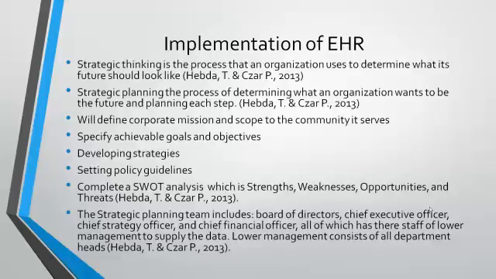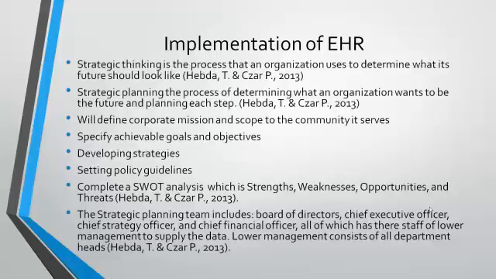Strategic thinking is that process an organization uses to determine what its future should look like. Strategic planning is the process of determining what an organization wants to be in the future and planning each step. It will define the corporate mission and scope to the community it serves, specify achievable goals and objectives, developing strategies, setting policy guidelines, complete a SWOT analysis, which is the strengths, weaknesses, opportunities, and threats.